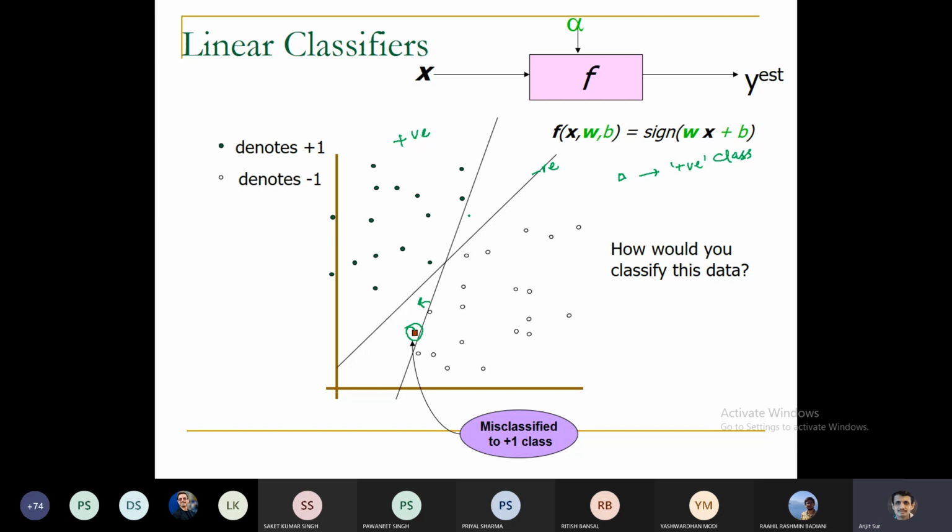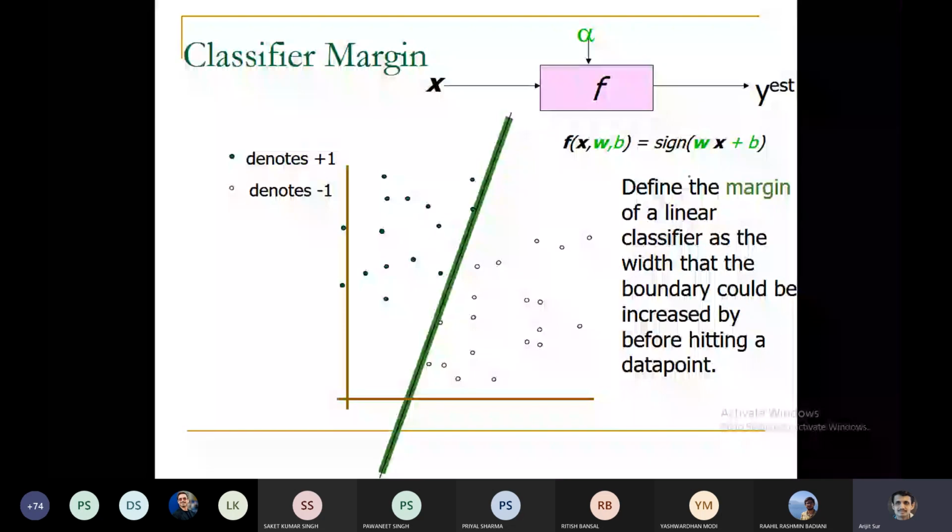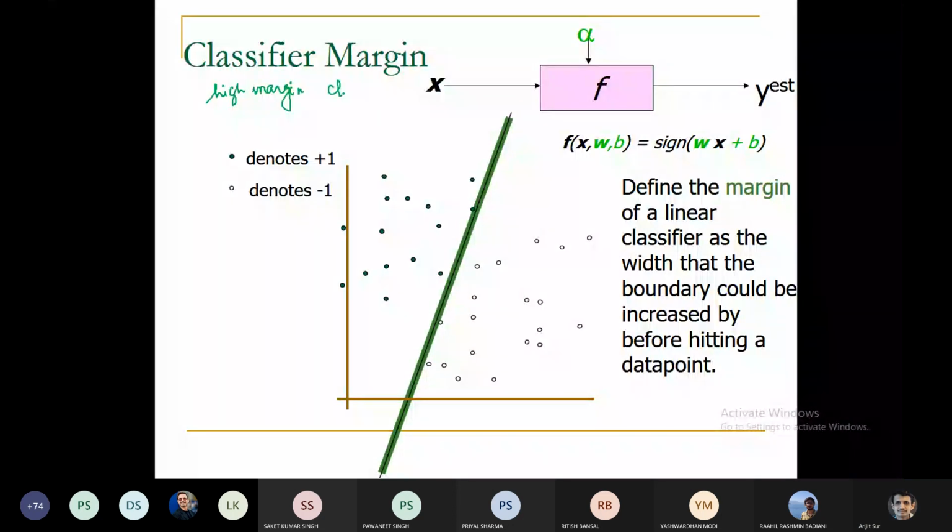This particular decision boundary, you can say, separates the data points better. And how will it separate the data points? You can define the margin of a linear classifier as the width by which the boundary could be increased before hitting a data point. So we can lay the margin around this decision boundary. This is called the high margin classifier. If you increase this margin, the robustness increases, and the classifier will be more robust. That is the simple idea.